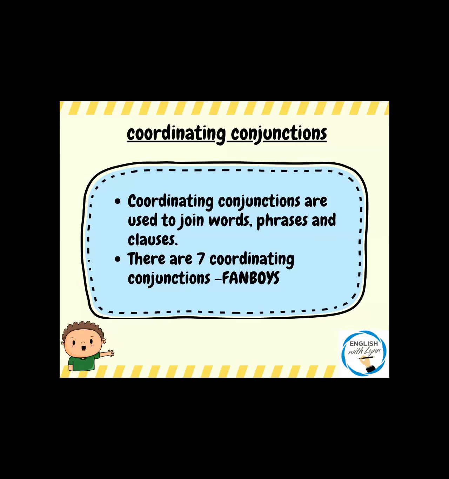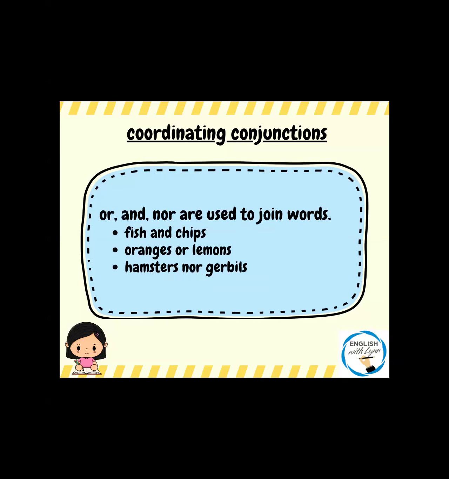Now, your FANBOYS conjunctions: for, and, nor, but, or, yet, so. Those 7 words. And when we look at those conjunctions, there are only 3 of them, and, or and nor. Only those 3 are used to join words together. So you could have fish and chips, coffee and tea, or tea and biscuits, or jelly and ice cream. That's when you've got 2 things together.